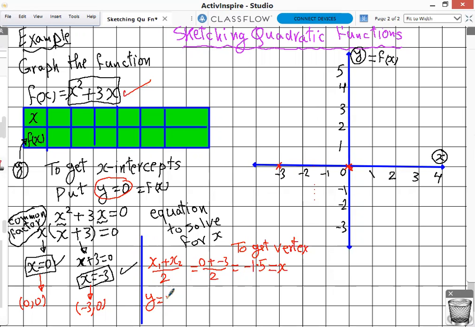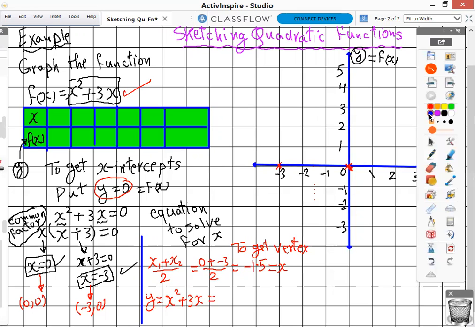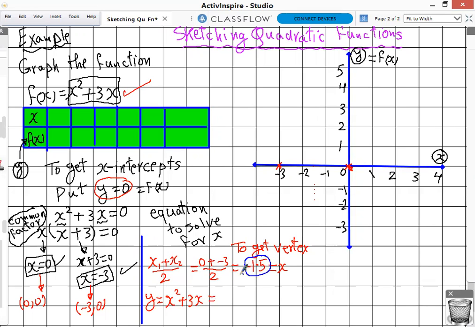Okay? Your function is what? x squared plus 3x. Then now you will put x with this value in your function. Then it will be what here? Negative 1.5 squared plus 3 bracket negative 1.5. What is the value?